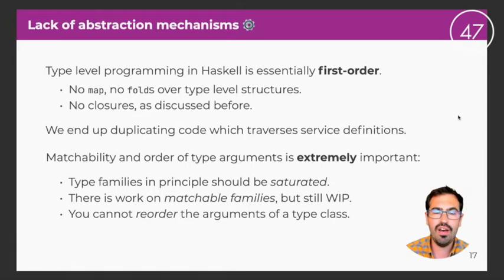So if you try to have a map, and then your map has to work with something like a type function, but where the second argument stays the same, but the first one changes, it's going to be extremely hard. So this lack of abstraction mechanism is actually hurting us when writing more maintainable and not so duplicated code.